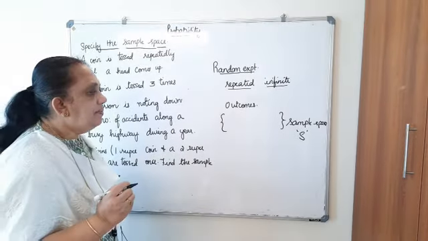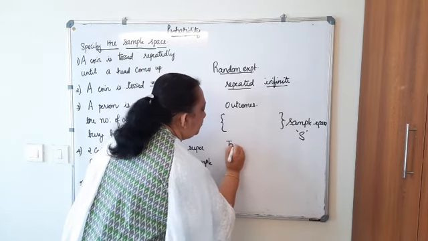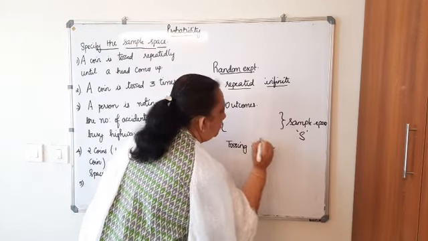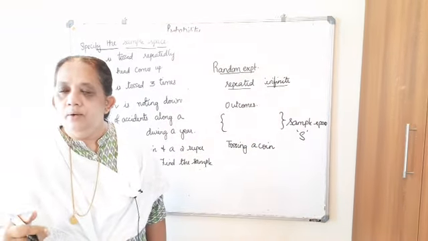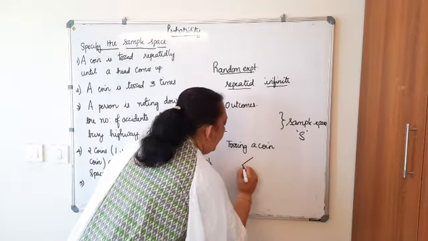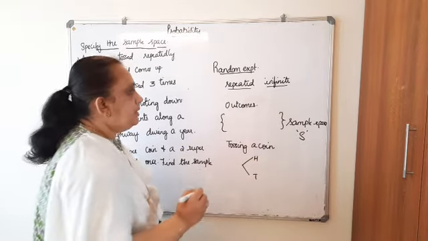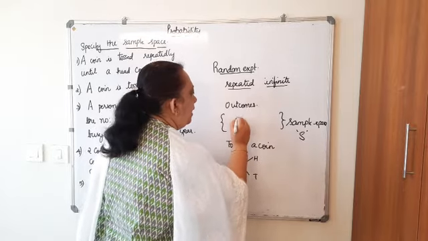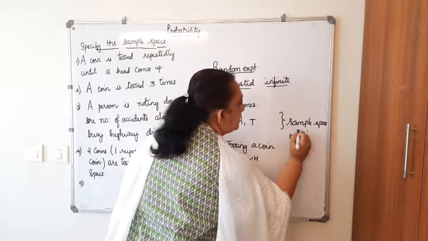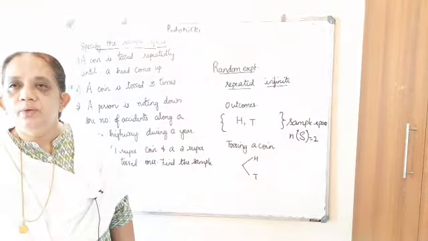Let us consider a simple example. Consider the possibility of tossing a coin. When you toss a coin, what can you see? Either a head comes out or a tail comes out. So, the sample space consists of two elements, H or T, and the number of elements in S is equal to 2.